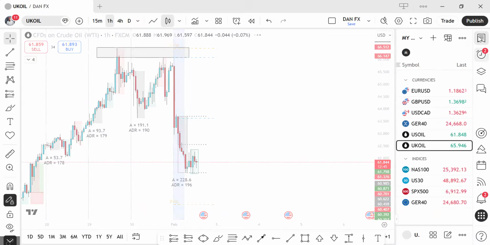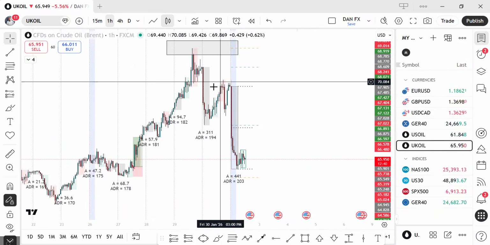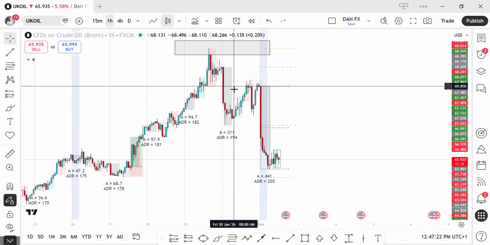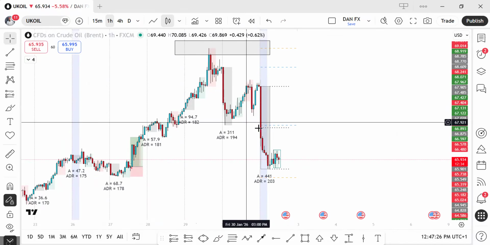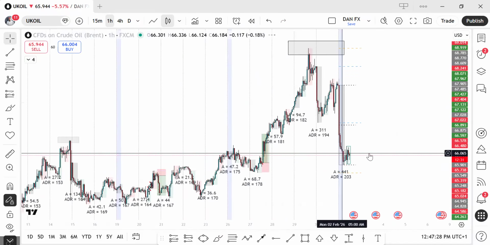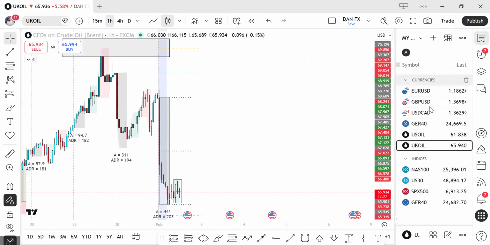US oil and UK oil have similar price action. This one, first of all, reversed on Friday, right? This one did its first reversal on Friday, so that's going to be our level one. Today is going to be our level two. So I'll still be looking for sells on this one, on UK oil, tomorrow.